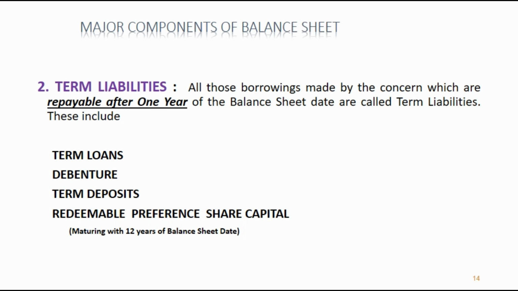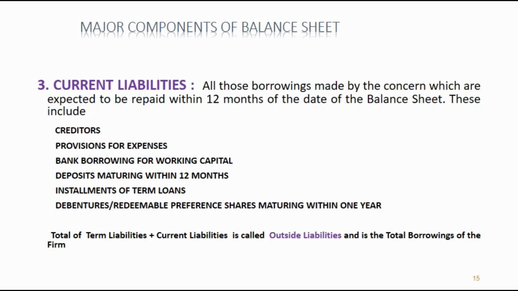Term liabilities are all those borrowings made by the concern which are repayable after 1 year of the balance sheet date. Term liabilities are majorly the long-term loans which the companies take, which are maturing after 1 year. So term loans, debentures, term deposit, redeemable preference share capital.